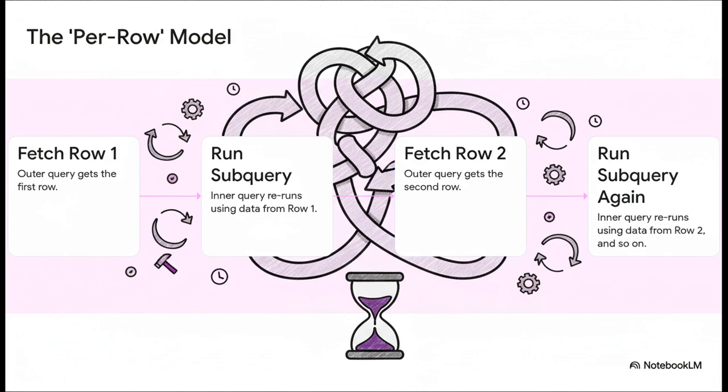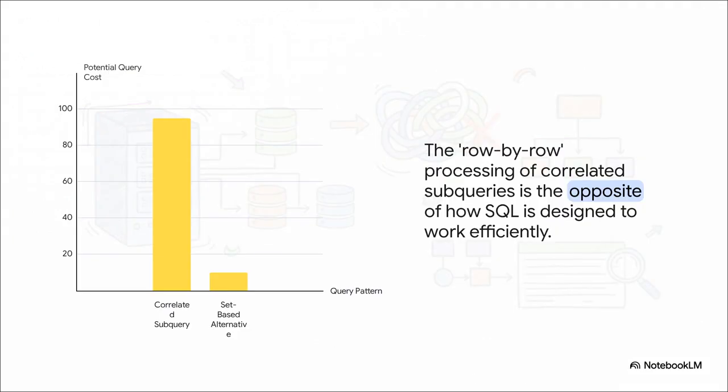Because the inner query depends on the outer one, the database has absolutely no choice but to execute it over and over and over again, once for every single row in that outer table. Seriously, think about that. If you've got 1 million employees in your table, that little inner query is going to run 1 million times. This row-by-row processing is the exact opposite of how SQL is designed to work efficiently. Modern set-based patterns, which we're about to see, are just dramatically faster because they process all the data in one go.